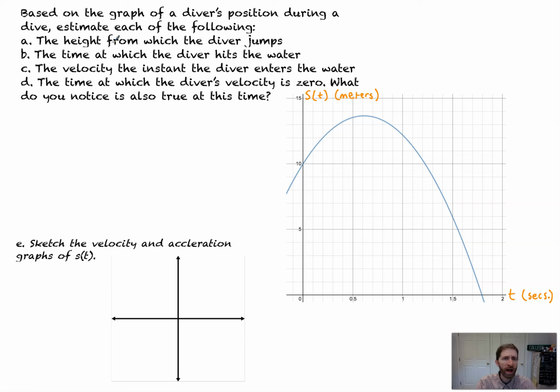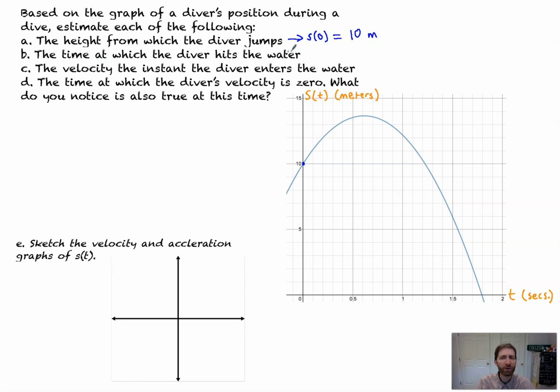So in part A, the height from which the diver jumps, that's what we need to estimate. Well, what's the height from which the diver jumps? If we take a look at this, that's going to be at time t equals 0. So that's called s of t. So essentially we want s of 0. And we could estimate that, although I'm thinking it's pretty exact. s of 0 is this value right here, and that's going to be equal to 10. And now we need to have units, meters. So that's the initial position of the diver.